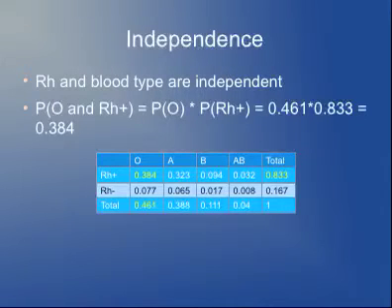So now, to illustrate how you can use the rule for independence, let's say that we want to find the probability of having O positive blood. Well, since Rh factor and blood type are independent, that's just equal to the probability of having type O blood, i.e. 0.461, times the probability of being Rh positive, which is 0.833. Multiply them, and after rounding, you get 0.384, consistent with what we see in the table.